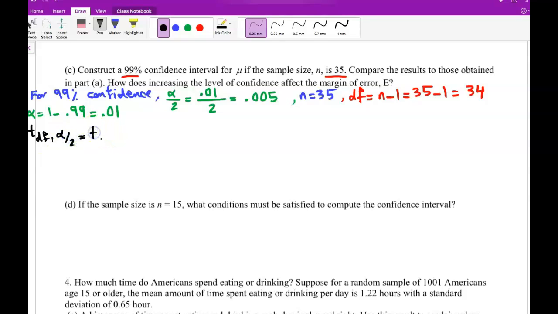So degree of freedom is 34. Alpha divided by 2 is 0.005. So here again, using calculator, inverse t distribution. So this is area to right, and instead use area to left. So 1 minus 0.005 is 0.995, and degree of freedom is 34. So enter these two using calculator.